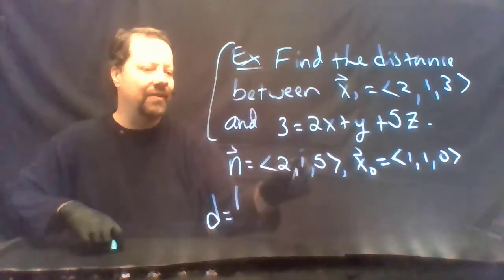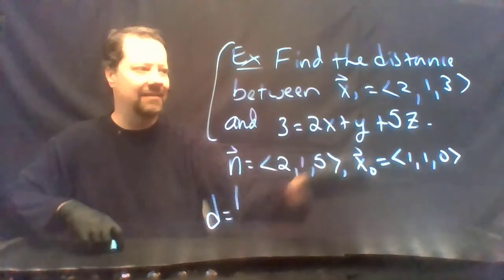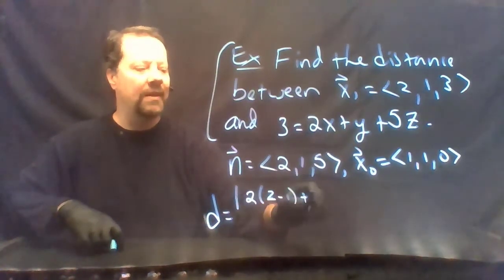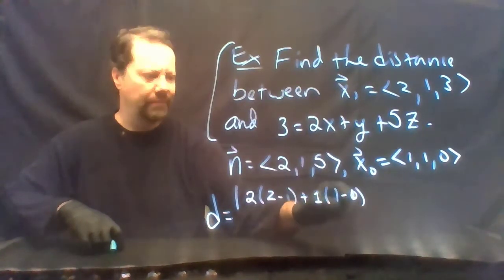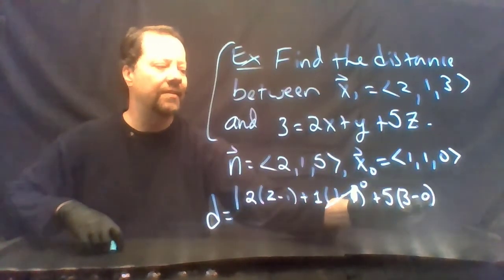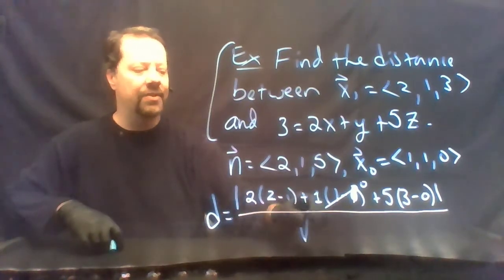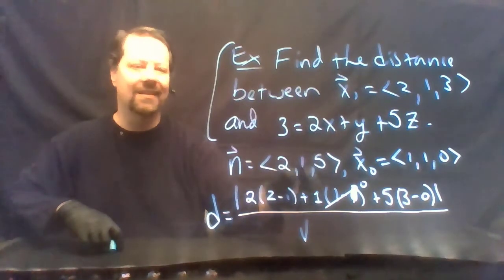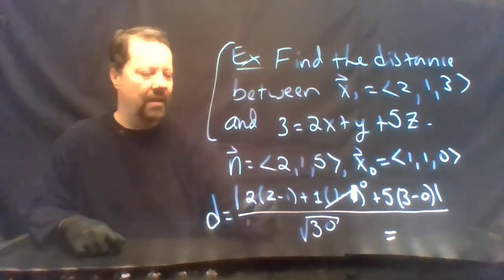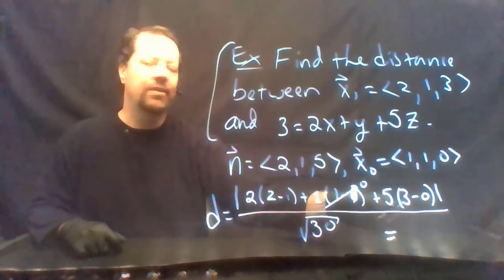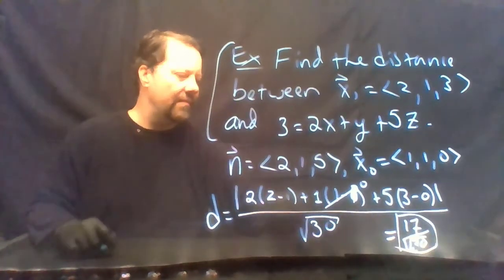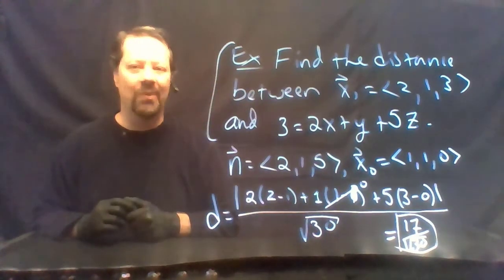The distance, then, is the absolute value of, remember how you do this, it's n dot x1 minus x0. So it's going to be 2 times 2 minus 1 plus 1 times 1 minus 1, already thinking 0 in my brain, plus 5 times 3 minus 0, all over the norm, which is the square root of 25 plus 1 is 26 plus 4 is 30. So what does that amount to? 2 minus 1 is 1, times 2 is 2. 2 and 15 makes 17 over the square root of 30. And that is the distance between the point and the plane.